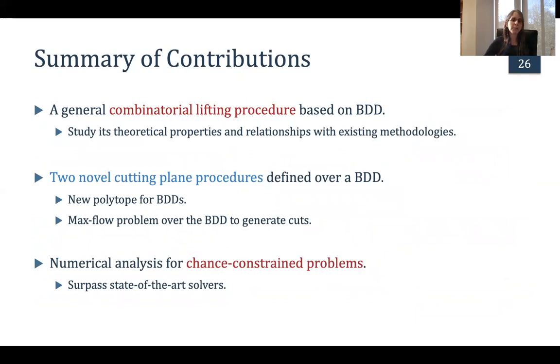So all in all, we presented a general combinatorial lifting procedure based on BDDs. We studied theoretical properties and the relationship with existing methodologies. We proposed two novel cutting plane procedures defined over the BDDs. To do so, we proposed a new polytope for the BDD and also a max flow problem over the BDD to generate cuts. And in terms of numerical analysis, we focus on the chance constraint problem, where we show better performance than the state-of-the-art solver, which in this case was Cplex.